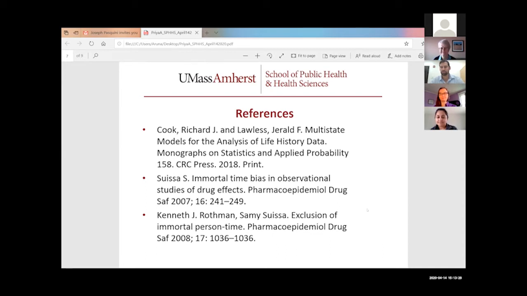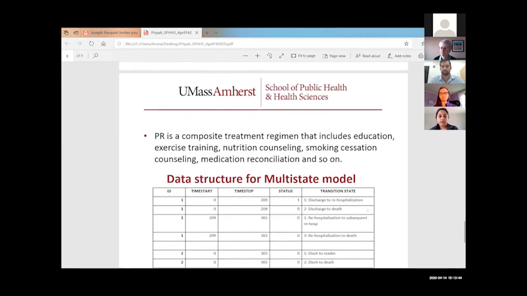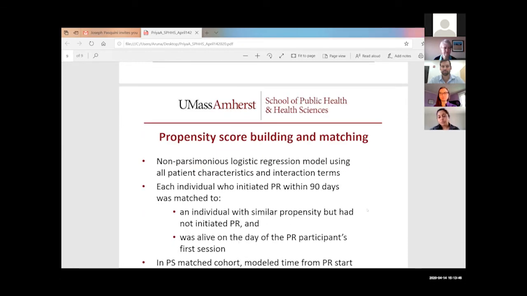Great methods. Can you tell us more about the propensity score matching process? Sure. So first we built a logistic regression model to assess the propensity score.